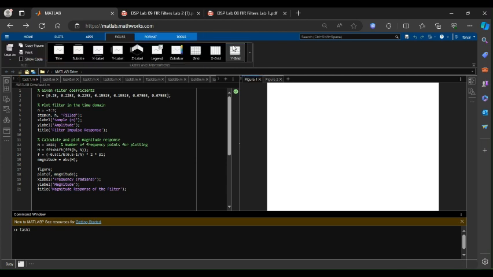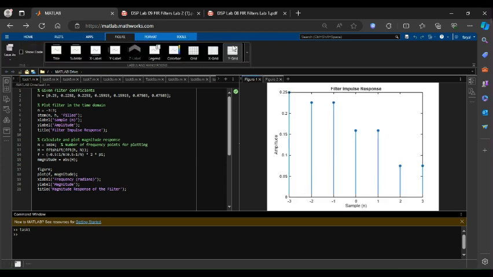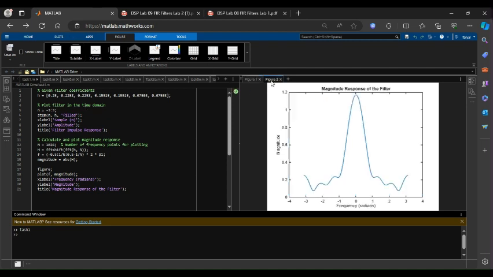And here we basically use a stem to plot the filter impulse response against the sample indices, that is n from -3 to 3 in time domain. This stem plot visually represents the amplitude value of the filter over discrete time samples. And then moving towards the magnitude response calculations and the plottings. So it basically uses the FFT, that is fast Fourier transform, of filter coefficients with a higher number of points, that is N equal to 1024. This generates a more detailed representation of the filter frequency response.